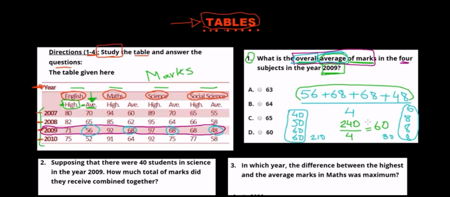24 divided by 4 is 6, and the 0 carries on. So that's my answer, option D. The overall average of marks in the 4 subjects in the year 2009 is 60. Let's take a look at the next question.